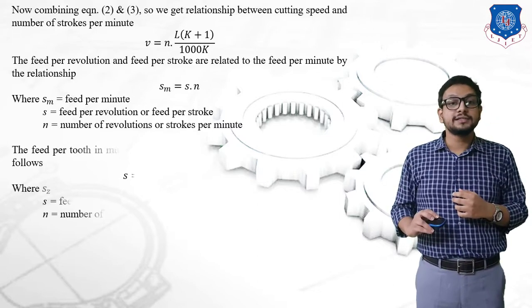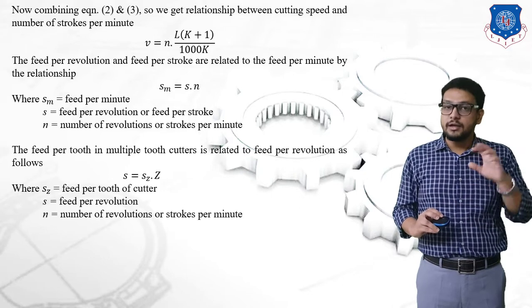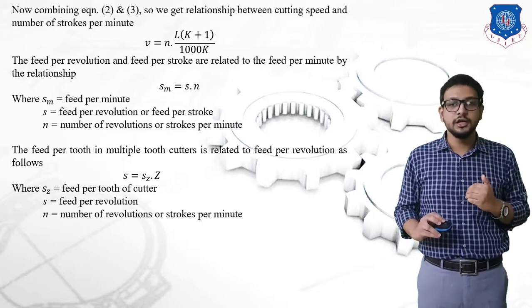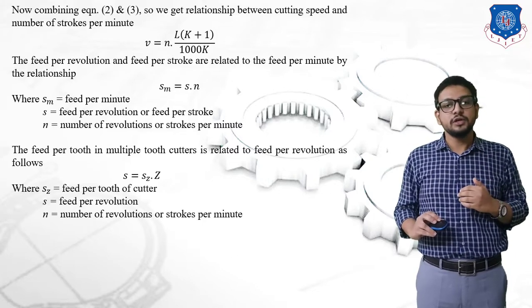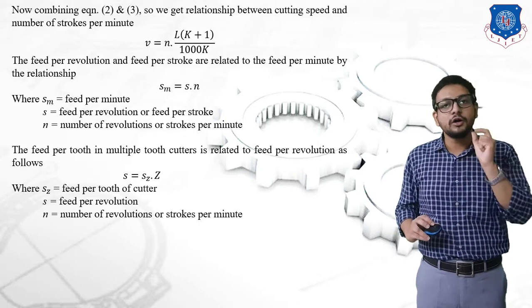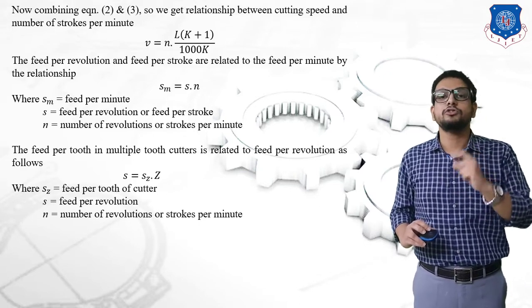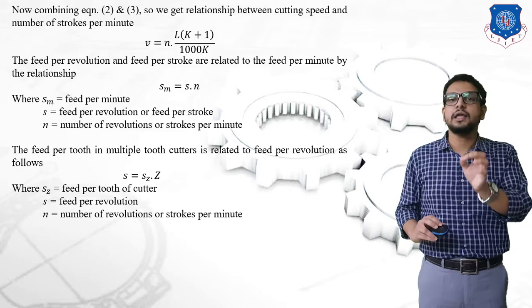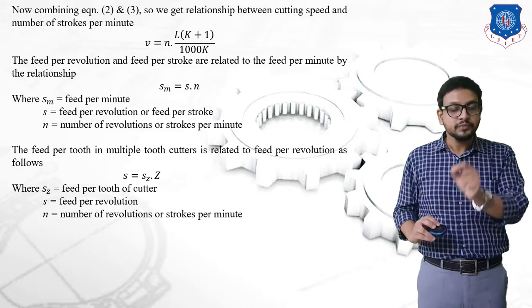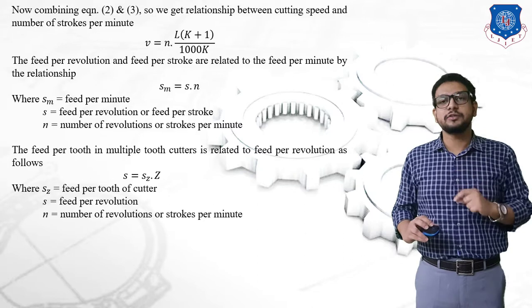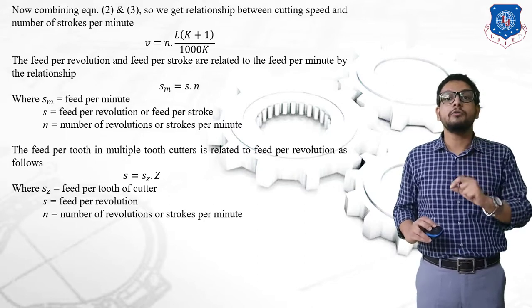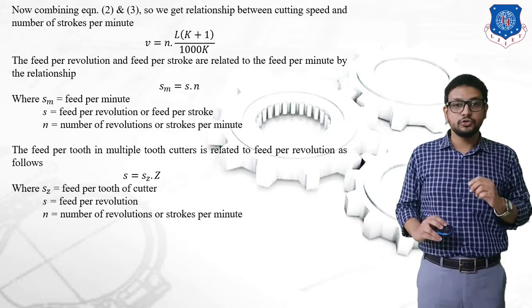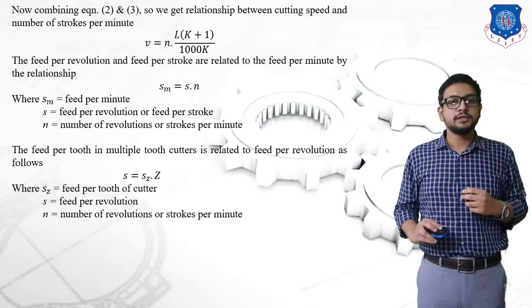Next, if feed is given per tooth, that is in case of a milling machine, how can we rewrite the equation? As you can see on the screen, first of all our target will be to find out feed per revolution. So small s is equal to sz, where sz is feed per tooth, multiplied by z. What is z? z is the total number of teeth on our milling cutter. So we get s is equal to sz into z.